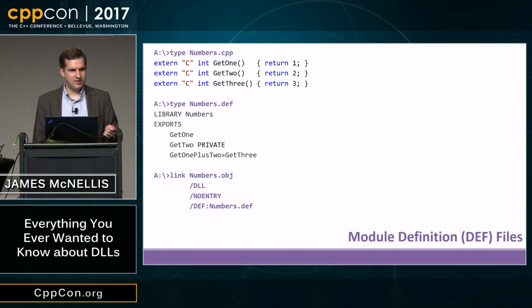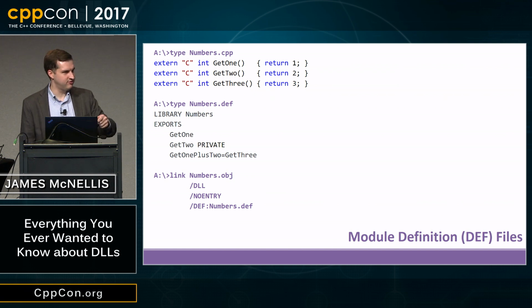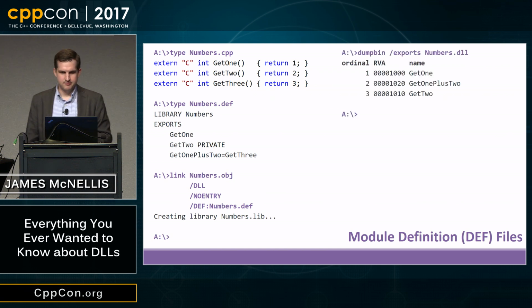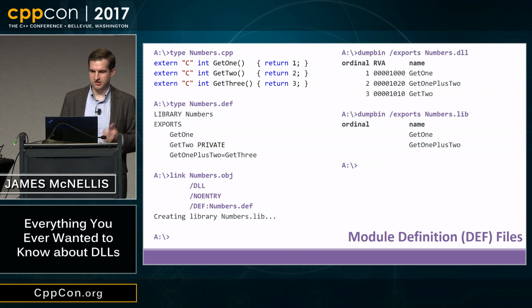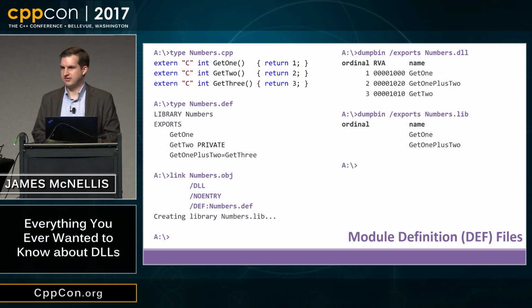When we link, instead of passing /export, we pass /def to tell it what the module definition file is. And then if we run dumpbin, everything is just as it was with the /export options. So this is basically just another way of specifying all of the exports for the DLL.